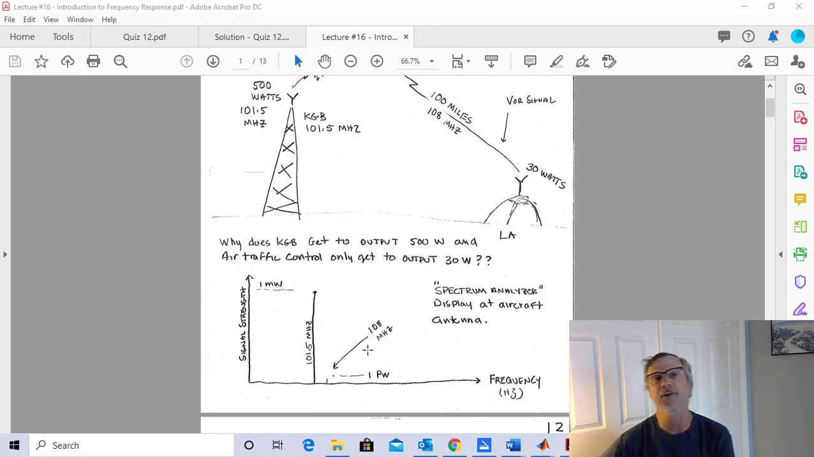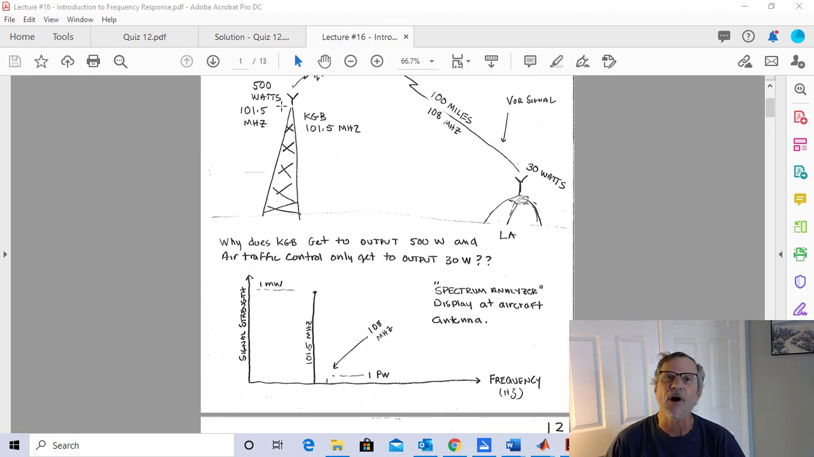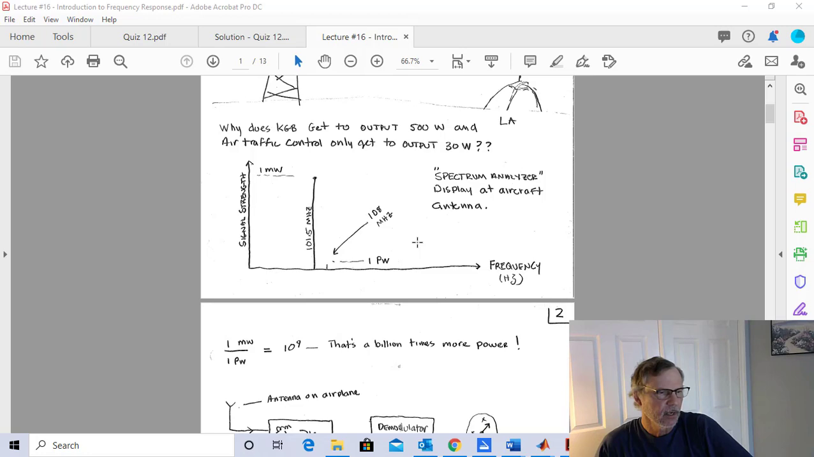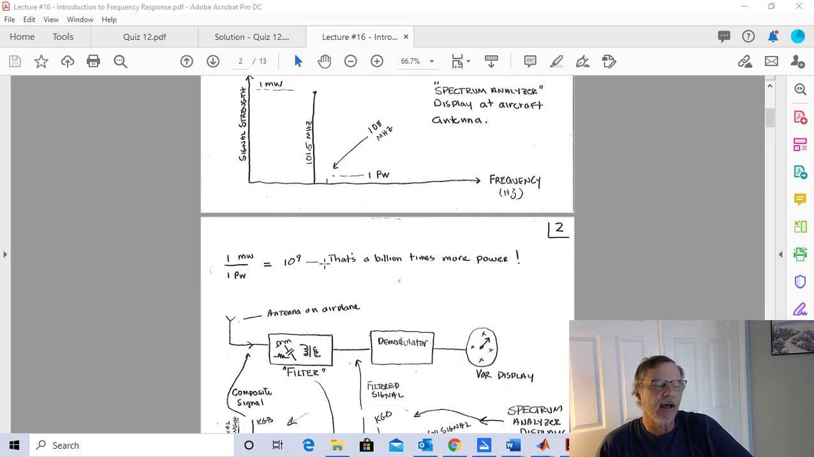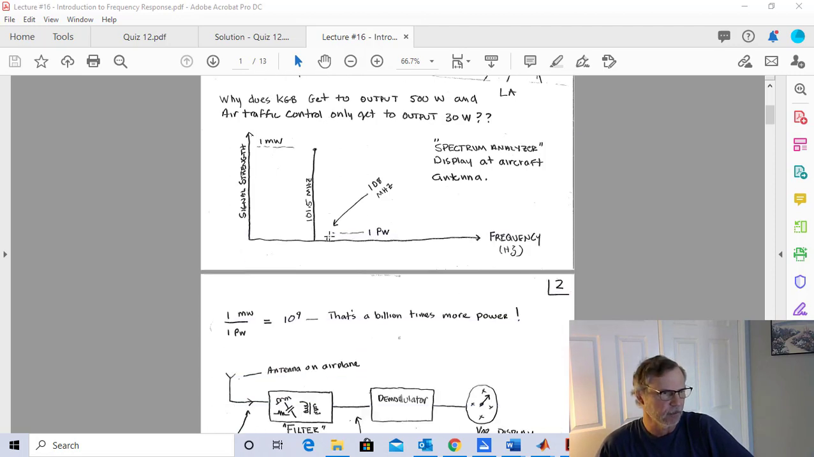And if you ever get your hands on a spectrum analyzer, just stick a little antenna up in the air and you'll see all kinds of neat stuff going on. But in this example, I'm just showing the two things we care about. One billion times more power, that poor little aircraft receiver.